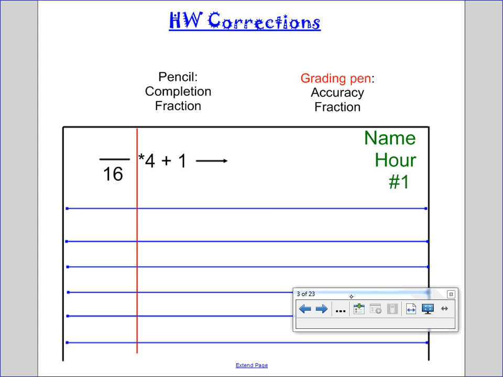If you could take out your assignment number 1, please, and give yourself credit for those you completed out of 16 in pencil. Divide, enter, multiply by 4. If you did your reading questions, you're eligible for a 5th point. If you didn't do your reading questions, your max score will be out of 4. And I'll go ahead and pause the recording while we do our homework check for answers.